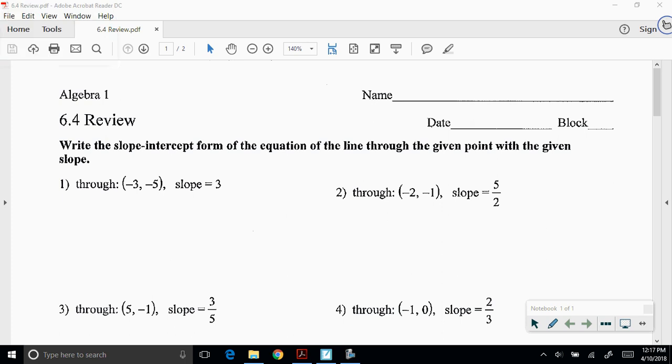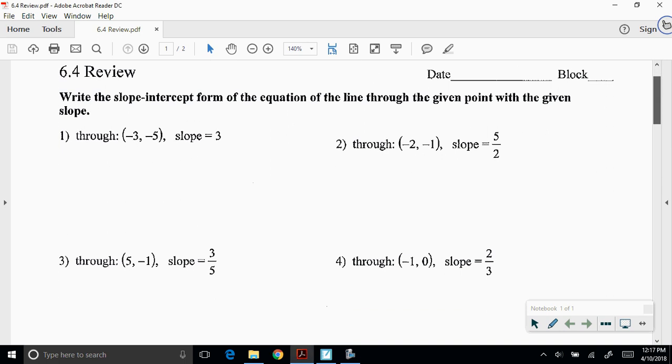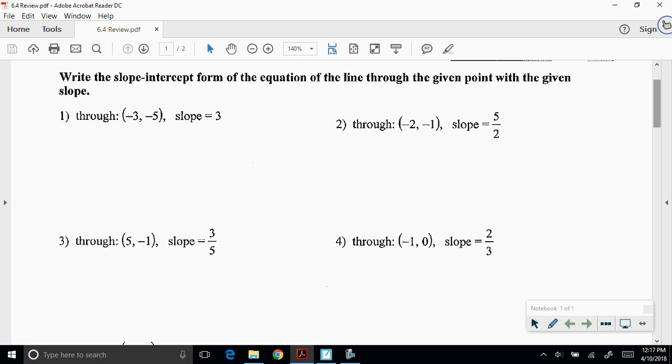Your DLD is a 6.4 review sheet, which you were given in class. I'm going to go through and do one problem from each section just to make sure that we are all on the same page on what we're supposed to be doing. The directions say to write the slope-intercept form of the equation. However, if you are given a point and slope, then remember you have to start in point slope form. Point slope form would be y minus y1 equals m times the quantity x minus x1.